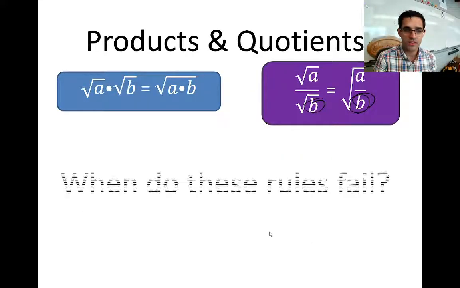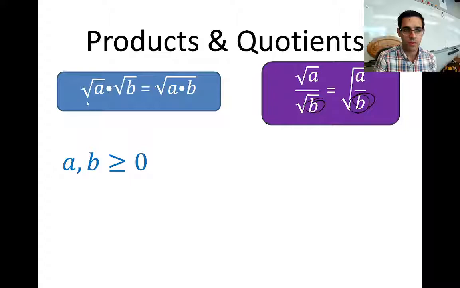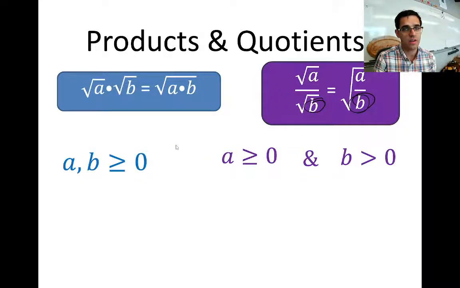A couple of things to note. These rules can and do fail, and here's when. If A or B are a negative number, this rule will not work. For multiplying, it does not work. For dividing, A cannot be negative, B cannot be negative, but B can also not be 0.